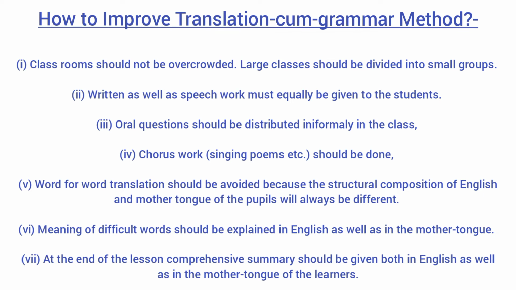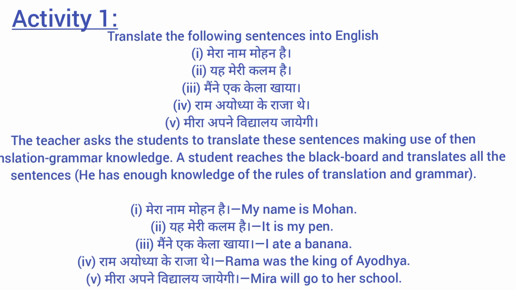Fifth, word for word translation should be avoided because the structural composition of English and the mother tongue of the pupils will always be different. Sixth, meanings of the different words should be explained in English as well as in the mother tongue. Seventh, at the end of the lesson, a comprehensive summary should be given both in English as well as in the mother tongue of the learners.